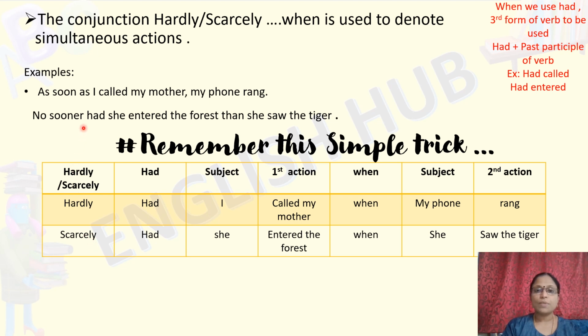As soon as I called my mother, my phone rang. So, hardly, then the helping verb had. You can see the question is in past tense, so had plus the third form of the verb is to be used. So had, then you should mention the subject I. Hardly had I. Then what is the first action? Called my mother. That's the first action.